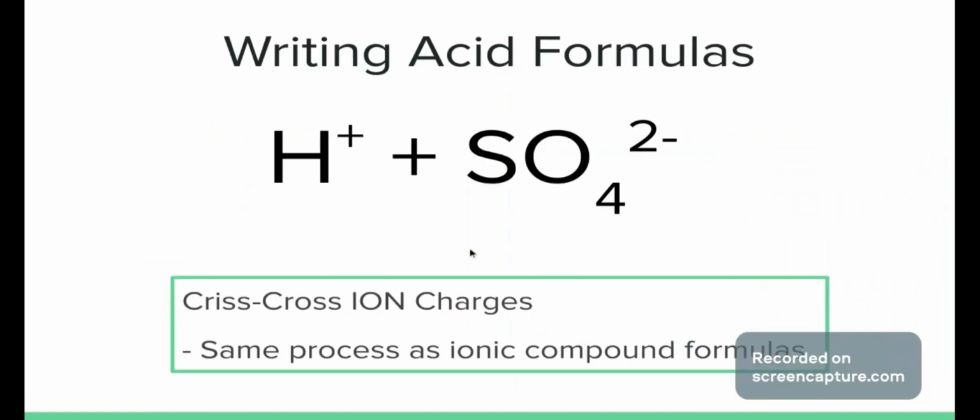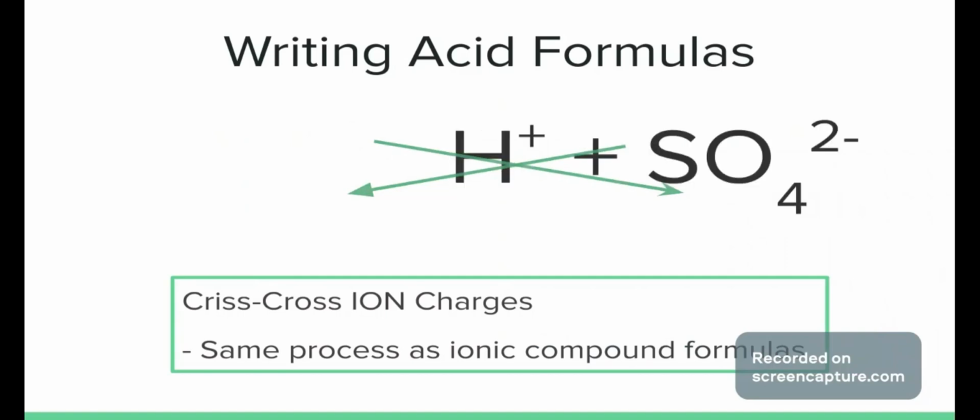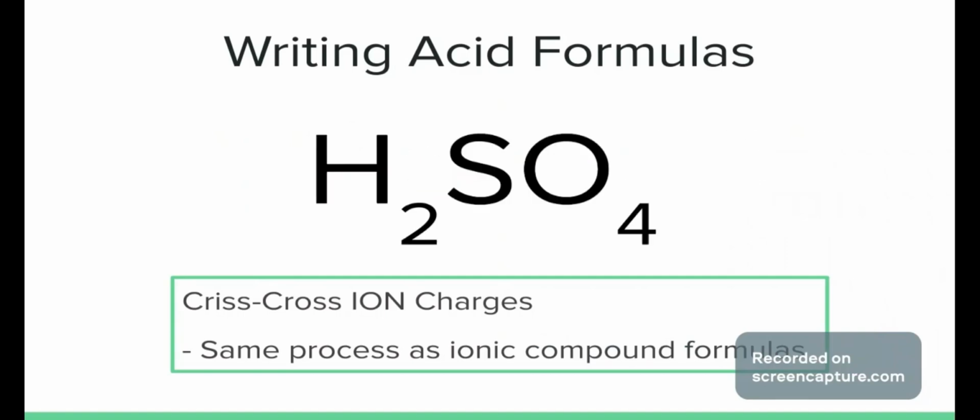And writing acid formulas is completely the same as ionic compound formulas that you learned in the past. You simply just crisscross the charges. And of course, hydrogen ions are positively charged with a 1+, so that makes it much simpler. And so you have H and SO4 here. You have a 1+ charge on the H and a 2- on the SO4. And you simply crisscross and you get sulfuric acid, H2SO4.